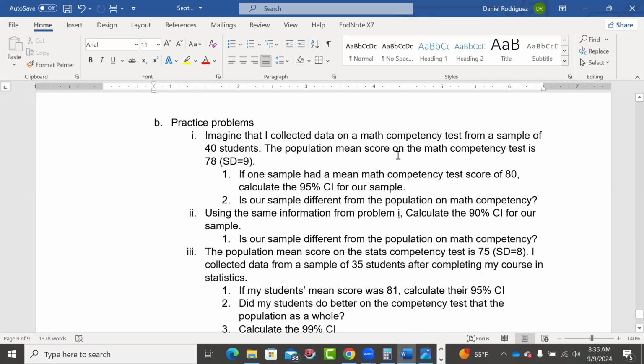Imagine I collected data on a math competency test from a sample of 40 students. The population mean score on math competency is 78, standard deviation is 9. If one student had a mean competency test score of 80, calculate the 95% confidence interval for our sample, and is the sample different? Okay, so let's go ahead and do that.